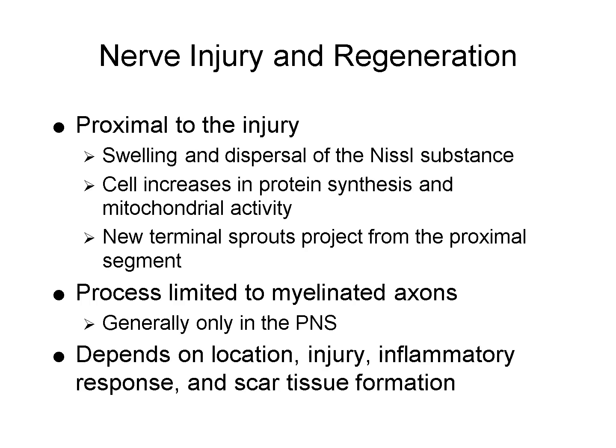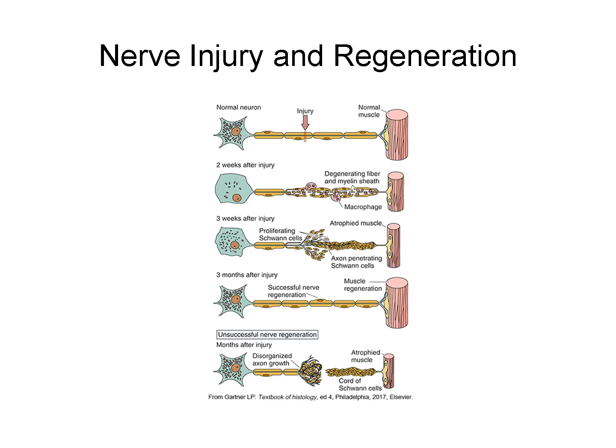Proximal to the injury site, the cell body responds by increasing protein and mitochondrial activity, attempting to regenerate the axon. New sprouts may emerge from the proximal stump. However, regeneration primarily occurs in the peripheral nervous system, not the CNS, and success depends on the injury's location, the extent of inflammation, and scar formation. This visual highlights the differences between healthy axons and those undergoing Wallerian degeneration.